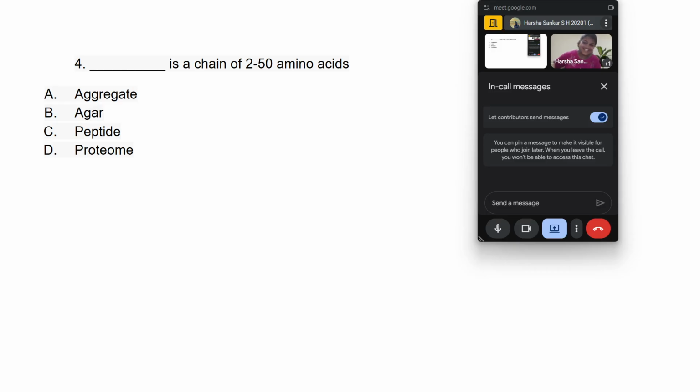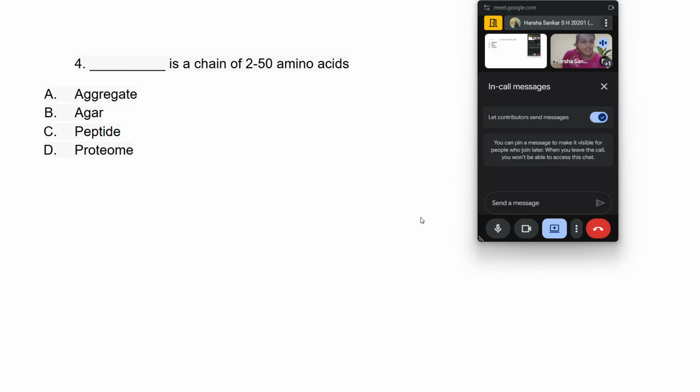You said D, C, then D, then B, then A. The correct answer is C. If it's 51 amino acids onwards, then we call it a protein. A protein is a polymer, right? What is each unit? That is an amino acid, and if amino acids club together, that chain is known as a peptide chain, a polypeptide. That's why protein is known as a polypeptide. So the correct answer is peptide. That's why they mentioned 2 to 50. If it's more than 50, then it's a protein.